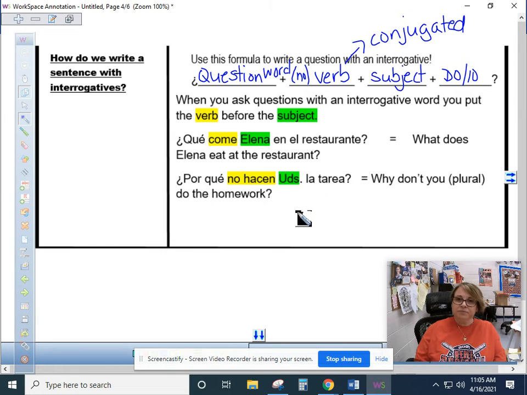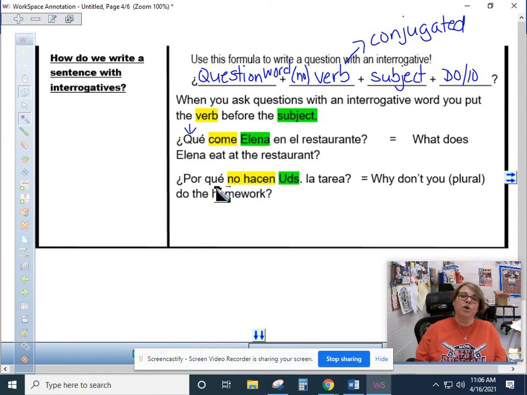Whatever you add after that. So let's look at these questions. When you ask questions with an interrogative word, you put the verb before the subject, which we've talked about. So let's look at these questions. Okay, here's your question word, right? Qué, the verb, come, Elena is the subject. ¿Qué come Elena en el restaurante? What does she eat in the restaurant?